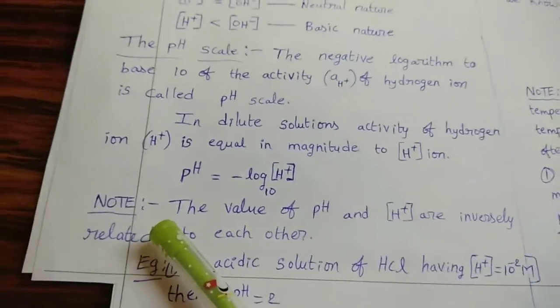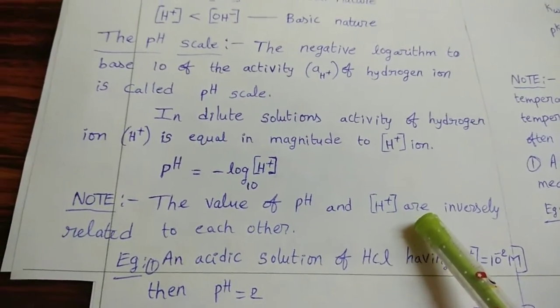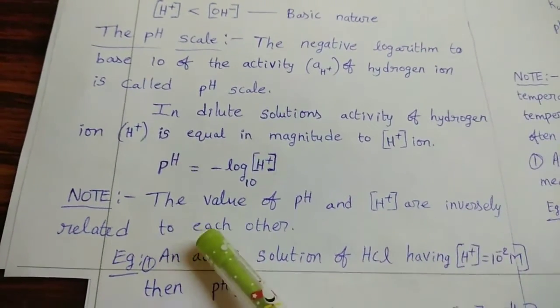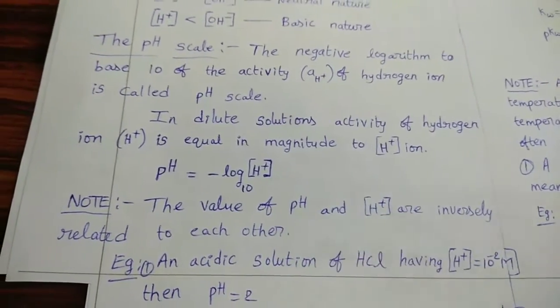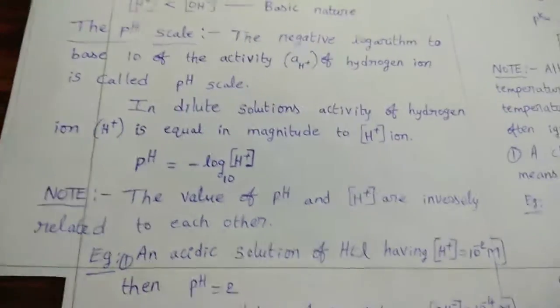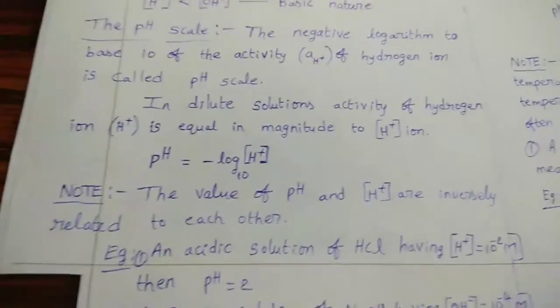Okay. Now see this point. The value of pH and H plus ion concentration are inversely related to each other. If pH value is less, H plus ion concentration is more. If pH value is more, H plus ion concentration is less.